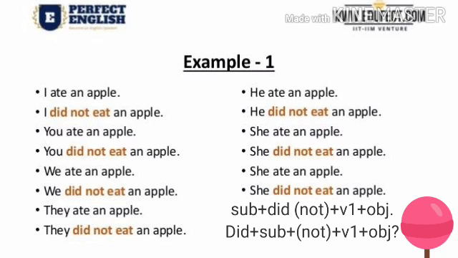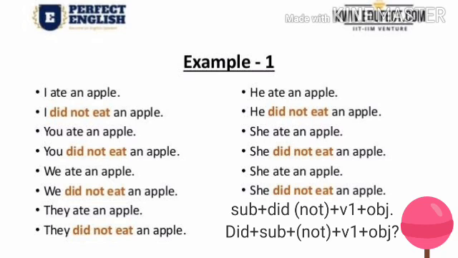And here you can also notice the sentence structure. For negative and interrogative sentences, we add did in simple past tense. Like in the first example, I ate an apple. Here ate is the second form of the verb eat. And in the second example, we have added did. I did not eat an apple.